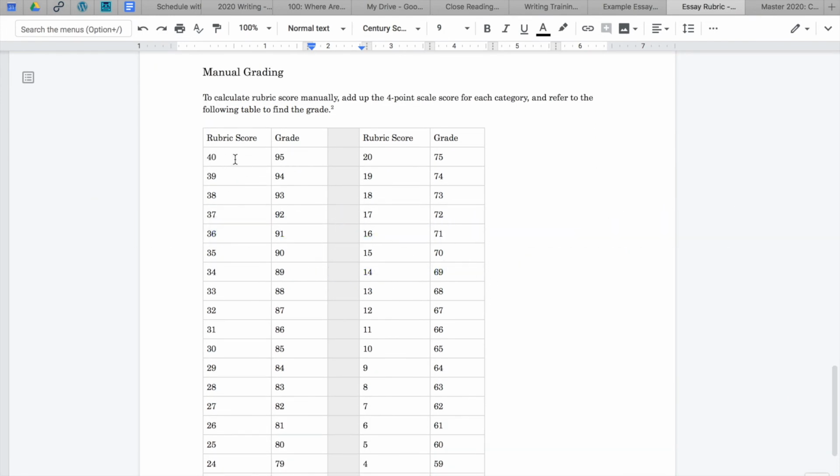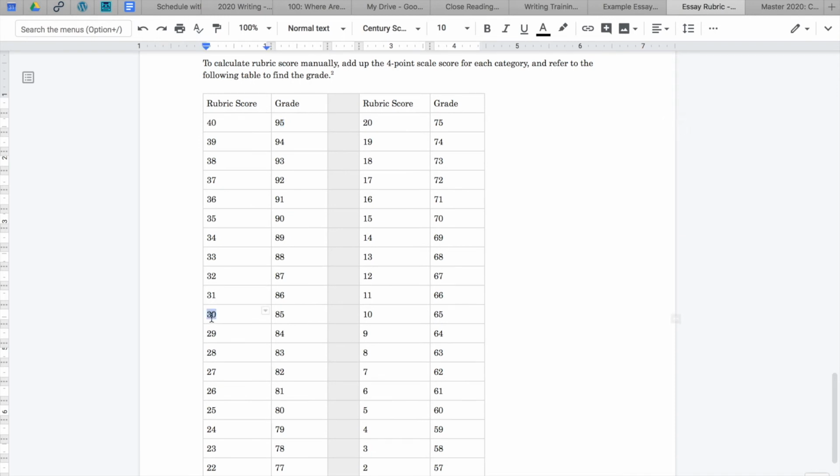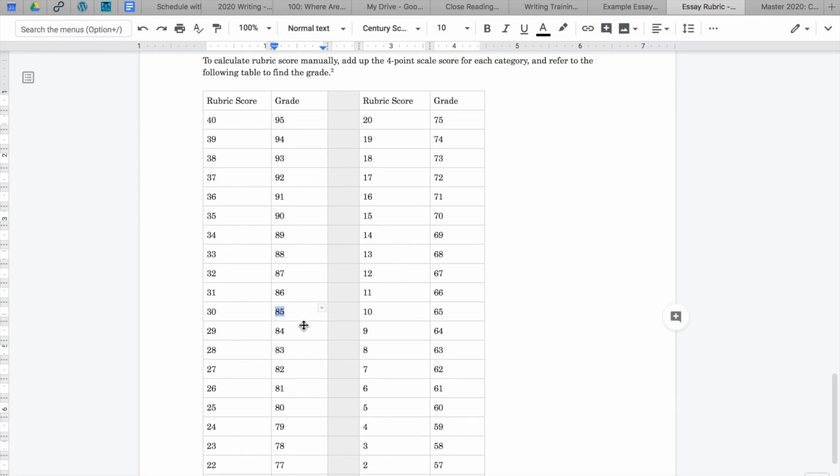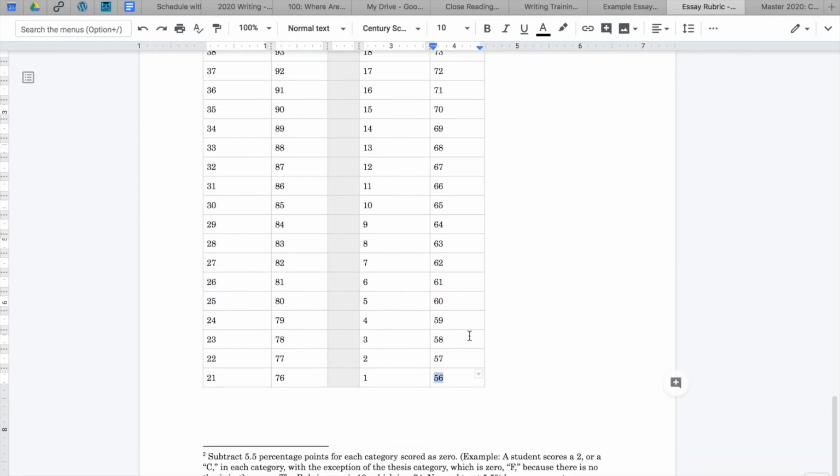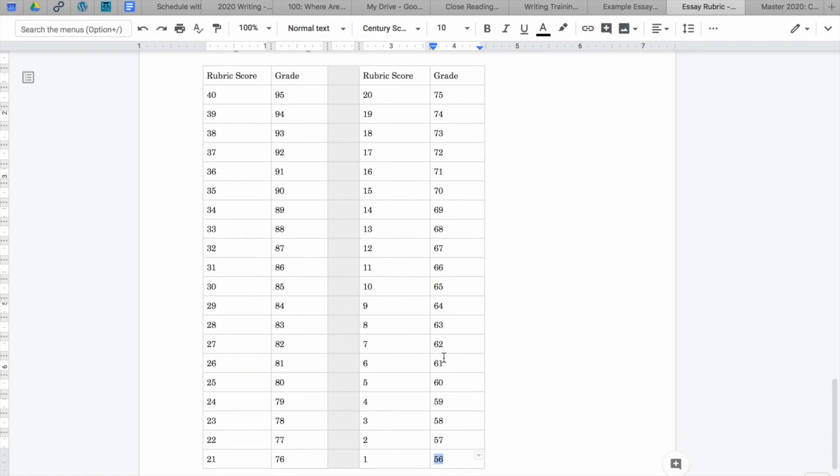If the maximum possible rubric points is a 40, that corresponds to a straight A of a 95. If you get a rubric score of 30, that's a straight B, 85, and so on. So every rubric point just corresponds to a grade point, a percentage point, starting from 95, going all the way down to 55 for zero.